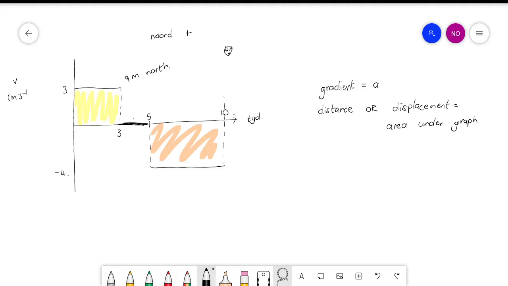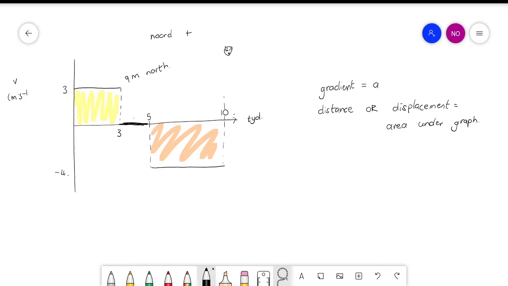What happens for the next 2 seconds? Niks. Hy staan stil. How do I know that he has a velocity of 0? Meaning that he's going nowhere. For 2 seconds, nothing happens. En wat gebeur vir die volgende 5 sekondes? Hy beweeg teen, hoe vinnig? 4 meters per second, but in which direction? In die teenoorgestelde rigting, so hy gaan nou suid, né?